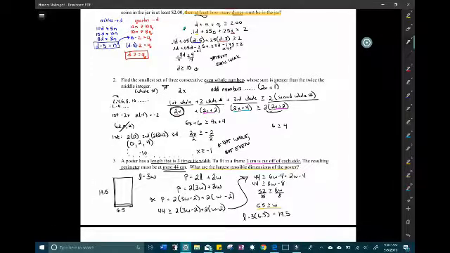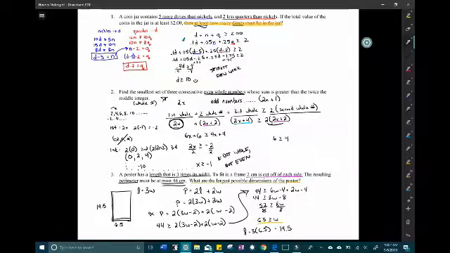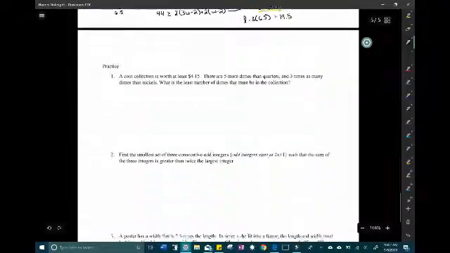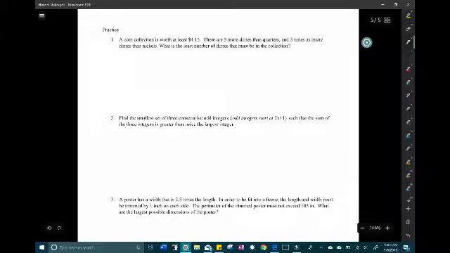If you are scared, I mean, you should respect the math. Just respect that this is possible, that all this can be done, and you too can do it. The 3 following problems, the practice problems, are all similar to each of the corresponding problems. So coin collection, 415, you're going to do it very similarly. Number 2, smallest selection of 3 consecutive odd integers. Remember, our odd integers start at 2x plus 1, such that the sum of them is greater than twice the largest integer. And a poster has a width 2.5 times the length in order to fit into a frame.